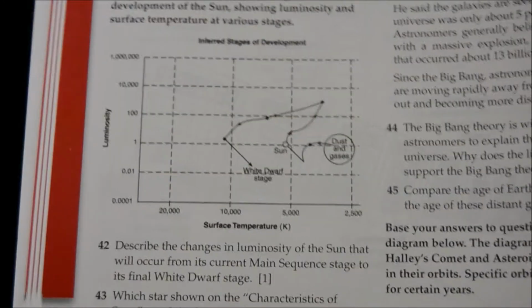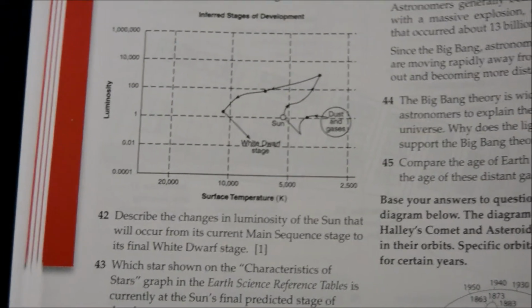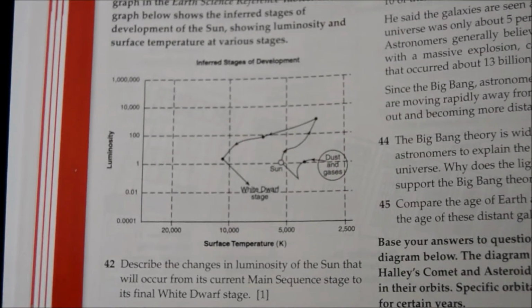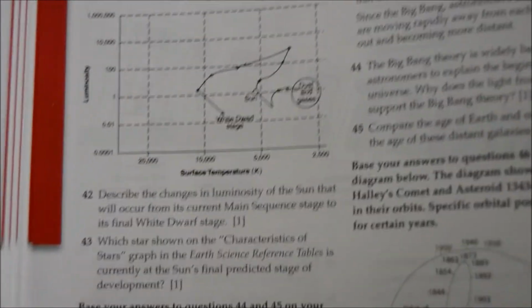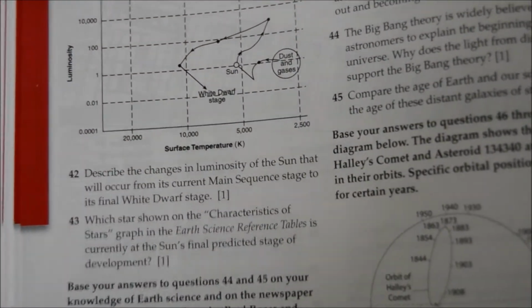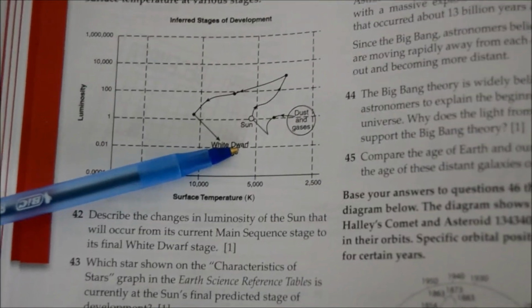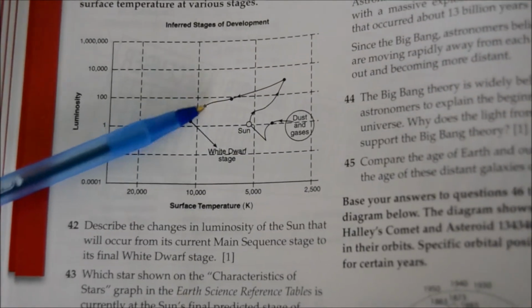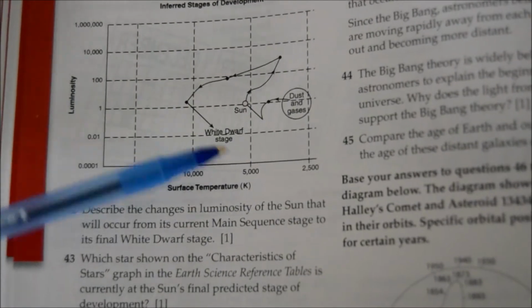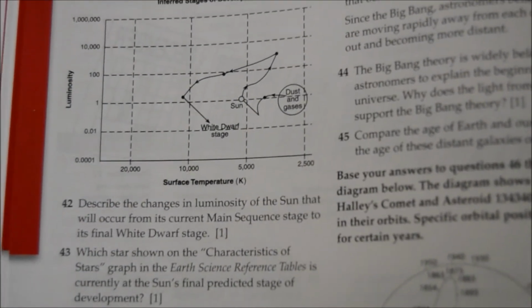Base your answer to question 42 and 43 on the graph below on the characteristic of star graph or science reference table. The graph below shows the inferred stages of the development of the sun, showing luminosity and surface temperature at various stages. 42. Describe the changes in luminosity of the sun that will occur from its main sequence stage to its final white dwarf. All right, so if I'm looking at it, it's going to become a giant. So my luminosity is going to increase. And then after that, eventually a white dwarf, so my luminosity will decrease. So increase, then decrease.